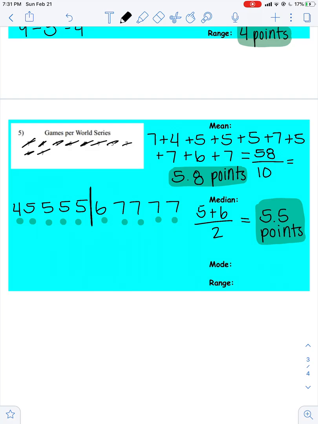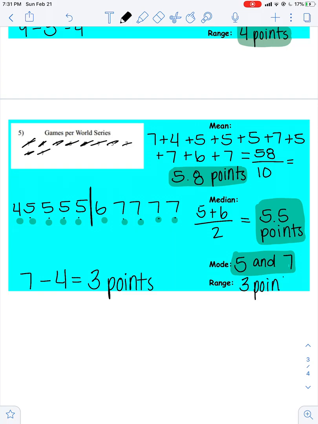The mode, here we have 5 repeating 4 times, and then we also have 7 repeating 4 times. So the mode will be 5 and 7. And lastly, the range, we're going to take our biggest number, which is 7, minus our smallest number, which is 4, and that will be 3 points. So 3 points is your range.